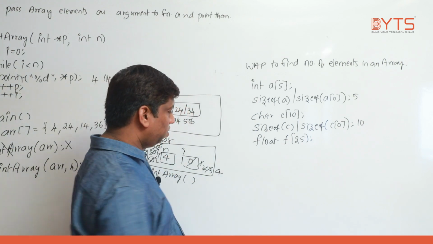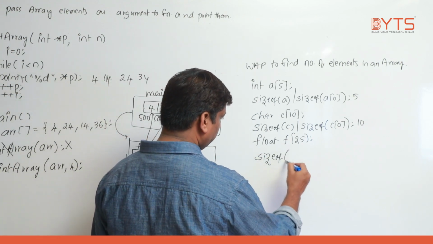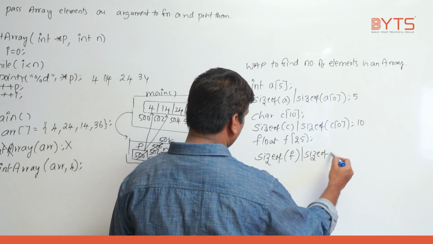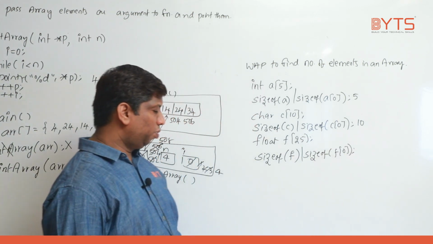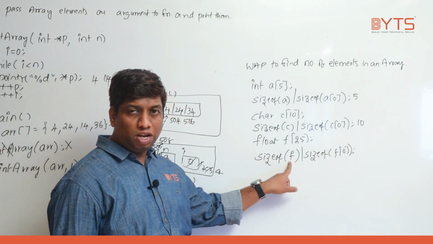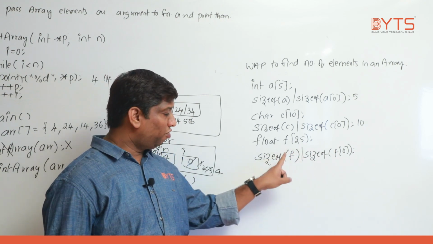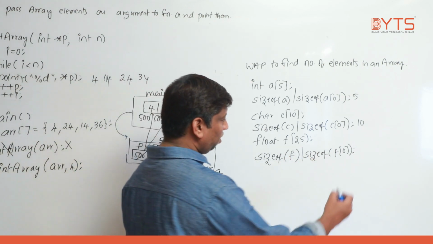Next, here how can I write? Size of F by size of F of 0. I hope this is very clear. Size of F, F is a float array. One float will take 4 bytes. 25 into 4 will give you 100. 100 by 4 is 25.